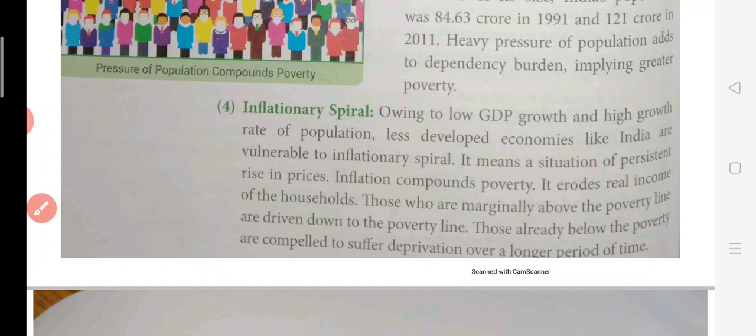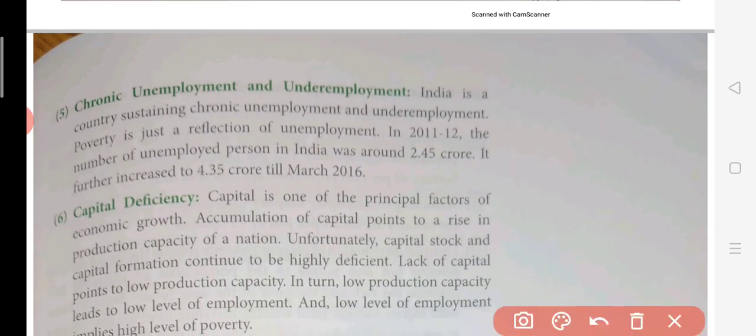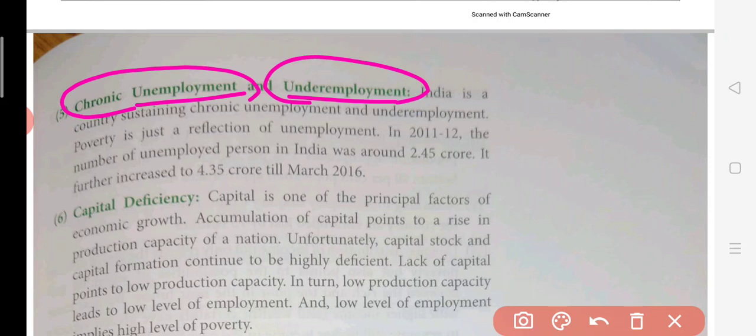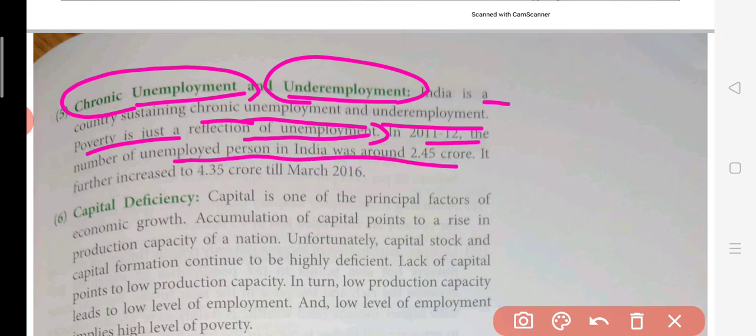तो that is a kind of thing which is the reason of poverty. Now, the chronic unemployment and underemployment. What is chronic? Chronic मतलब long term unemployment इंडिया में देखने को मिलता है, like underemployment, बहुत सारे लोगों को जॉब नहीं मिल पाता। So chronic unemployment means long term unemployment can be seen in India, and underemployment also is there. So poverty is just a reflection of unemployment, because if unemployment is there in the country, definitely the poverty will also be there.